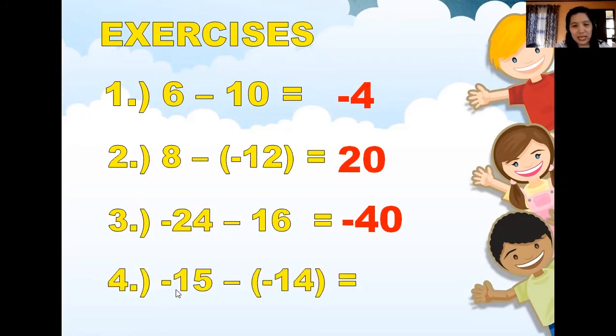Last, negative 15 minus negative 14. So change the sign of the subtrahend. This will be negative 15 plus 14. They are unlike signs, so you subtract. Negative 15 plus positive 14 is negative 1. Did you get it right? Okay.